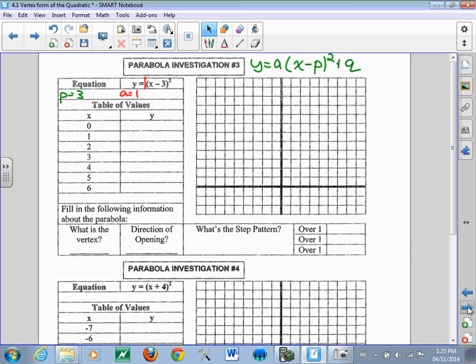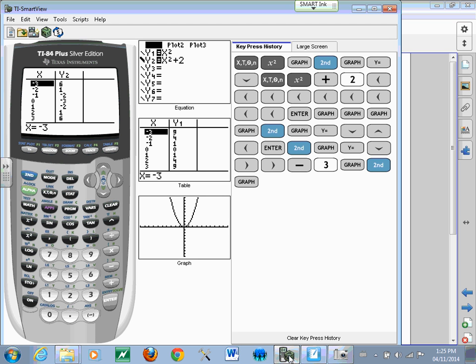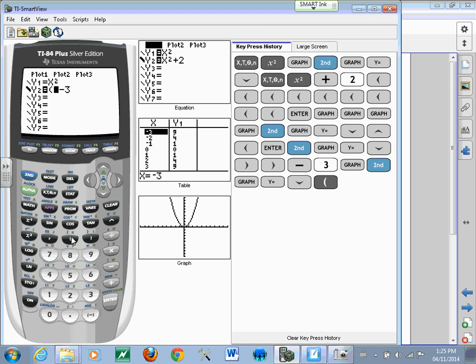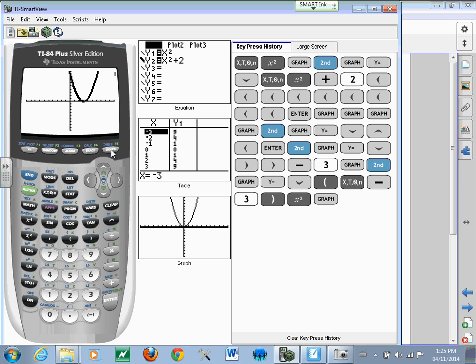I think it's going to be a left and right translation, but we can use the graphing calculator to prove it. So go to y equals, down, opening bracket, x minus 3, closing bracket, squared. Okay, let's graph and see what's happened here, guys. Aha, it shifted 3 spots to the right.